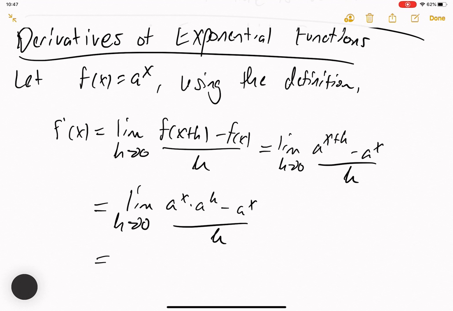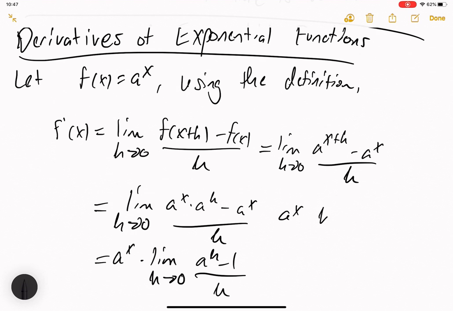So before I even write the limit, I'm going to pull out these terms, a to the x. We get a to the x times the limit as h goes to 0 of a to the h minus 1 over h. And the reason you can do this is because you can only pull out things that don't depend on h. So a to the x has no h.